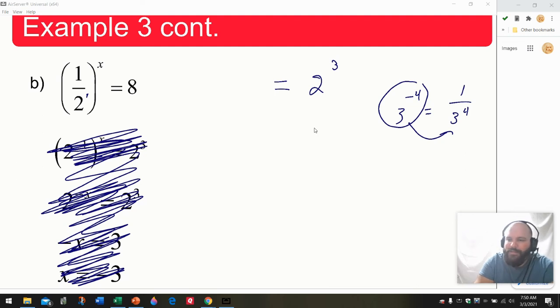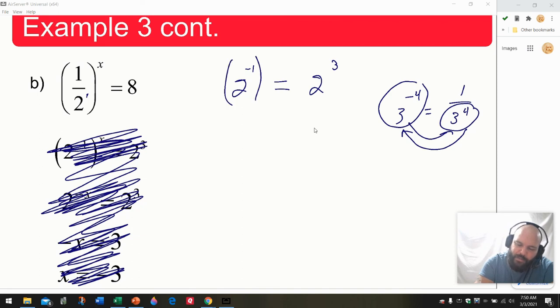But it also allows us to do that in the opposite direction. If we have something on the bottom with a positive power, we can bring it up top, get rid of the fraction, and just make the power negative. So that's exactly what I'm going to do here. I'm going to take this 2 to the first, and I'm going to bring it up top here. And when I do that, it is going to make the 2 to the negative first power. All right. Now, all of that is still being taken to the x power.